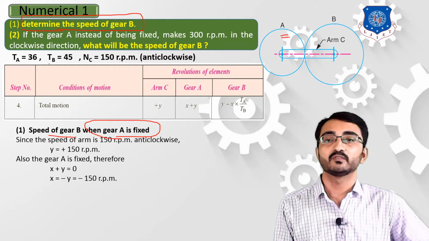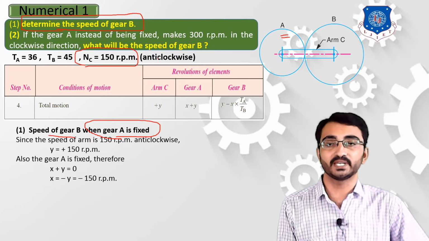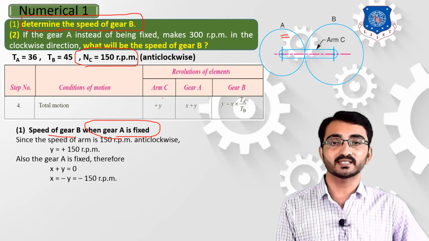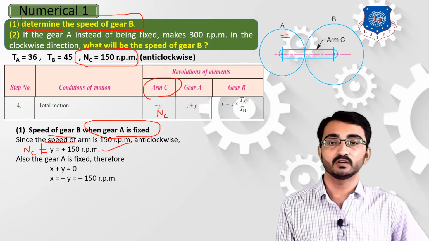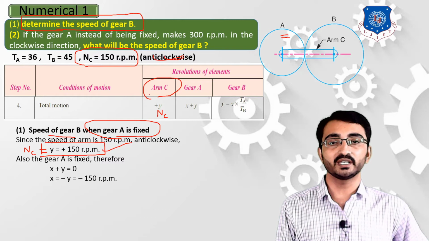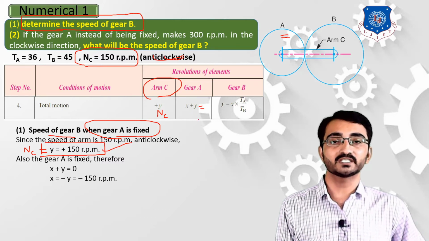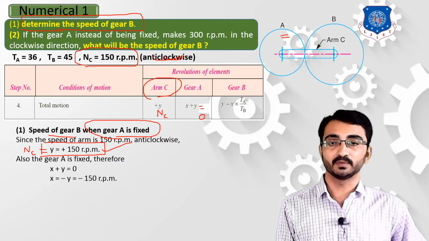Now in this data we have been given that the speed of arm, that is NC, is 150 rpm. So from this table we can say that the speed of arm, NC, is equal to plus y, which is equal to 150 rpm. So the first unknown, y, can be calculated directly from the given data. Now the second condition is that gear A is fixed. If gear A is fixed, then in that condition x plus y will be 0.